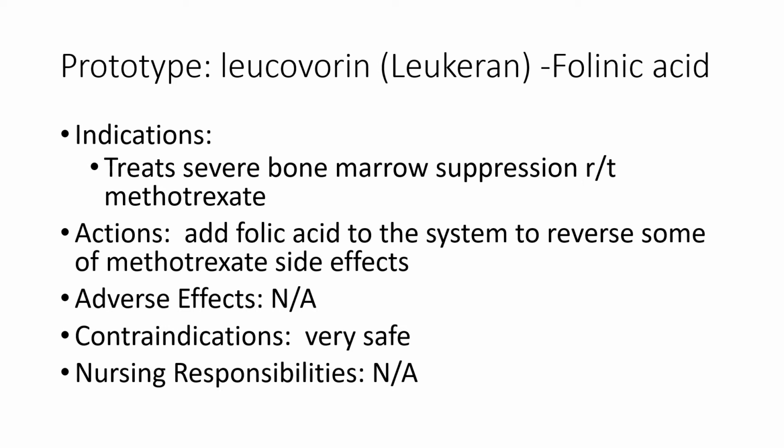Okay, so leucovorin. Leuco is white. So leucovorin is the rescue medication. Leucovorin is folinic acid. All right. So it's just the rescue medication if you want to treat a patient that's had too much methotrexate and they have severe bone marrow suppression. You can treat them with leucovorin. Okay, so this is really specific to methotrexate.